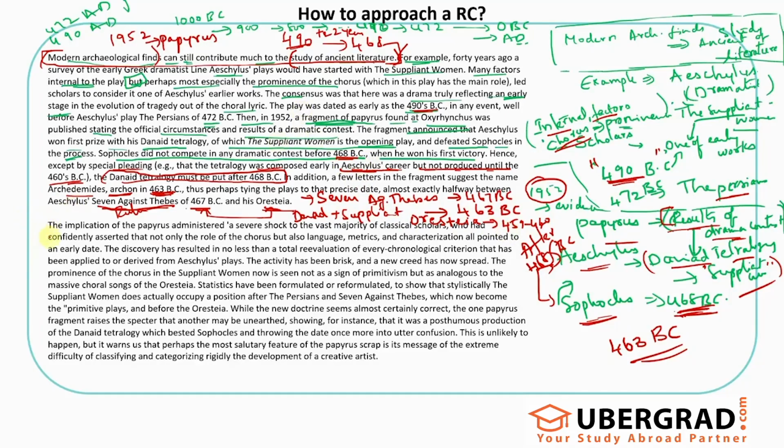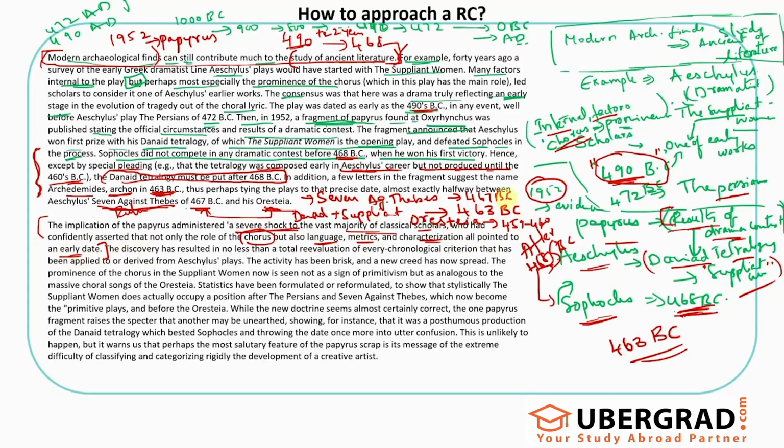Right, now let's go to the second para. The implication of the papyrus administered a severe shock to the vast majority of the classical scholars, who had confidently asserted that not only the role of the chorus but also the language, metrics and characterization all pointed to an early date. So this is again explaining the same thing. This implication of the papyrus, whatever understanding we got from here, is making the earlier interpretation a wrong interpretation, and it has turned out to be a severe shock to a lot of scholars, who confidently felt that based on how the chorus was structured, the type of the chorus, then the language, the metrics, the characterization, all these internal factors pointed to an early date.